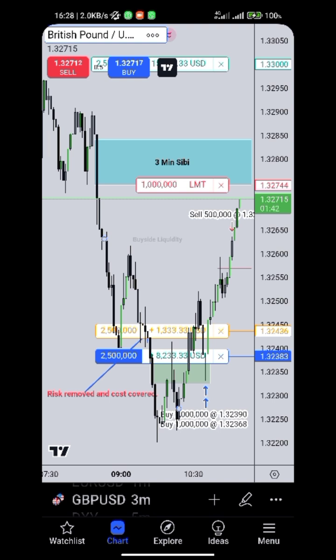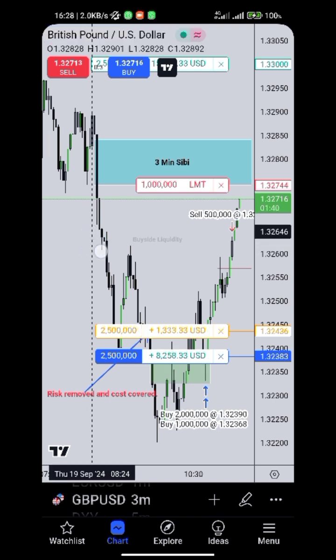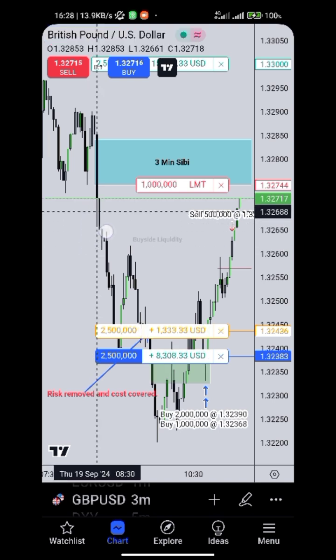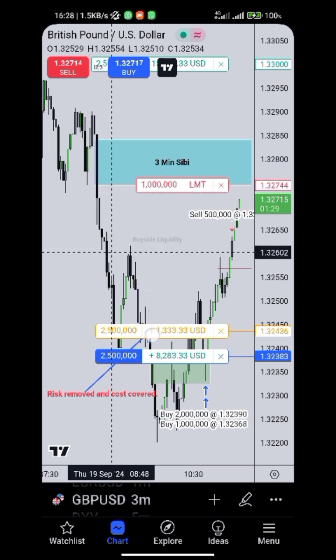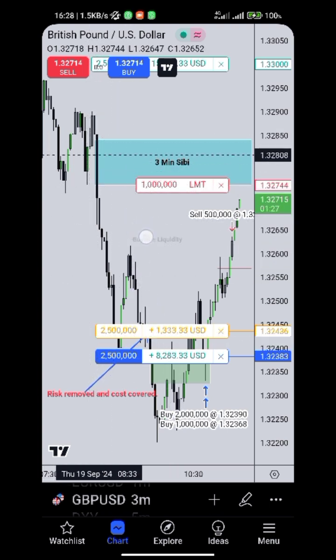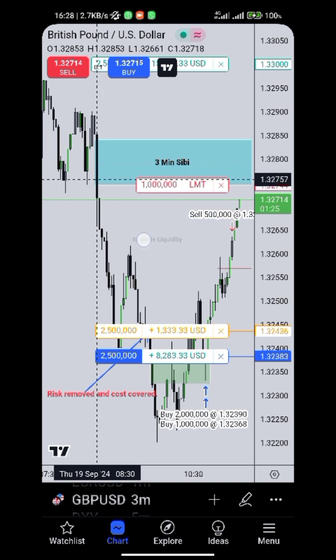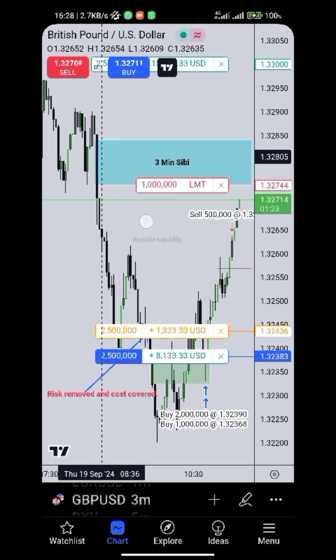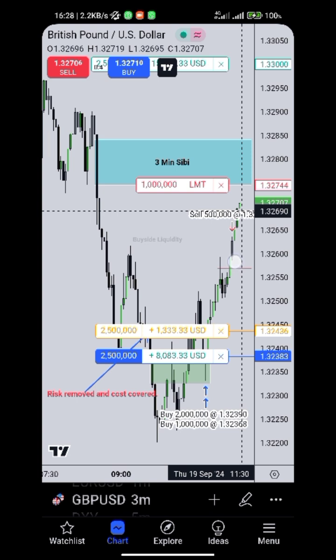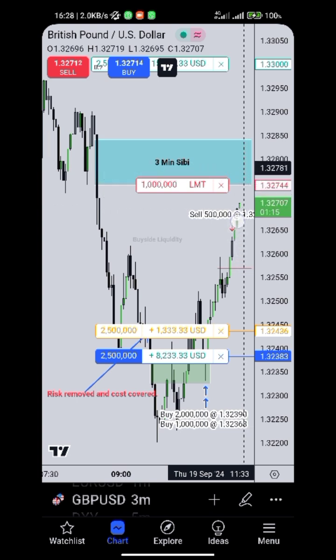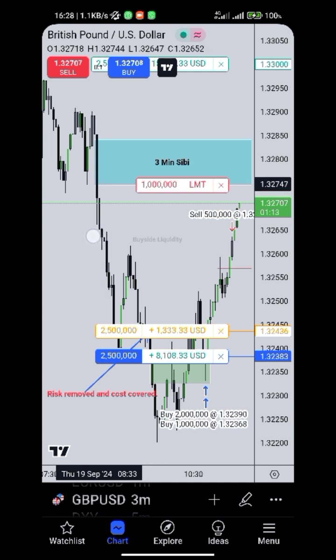So that displacement that moved quickly, I'm talking about this displacement at 10:30. It moves so quickly, and like the paint, when you come down, you can see this part is not completely balanced. There's an inefficiency. So I'm anticipating price to reach for there, to draw into it to balance this inefficiency.